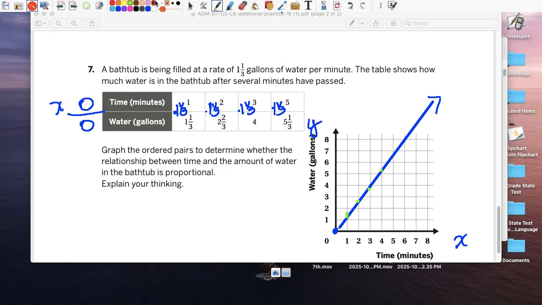Now, does this point here that I put in orange make sense to you? Let me pick this one right here. Well, it looks like 1.5. So if I want to say, hey, after a minute and a half, how much water do I have? Can you figure it out? It looks like 2.